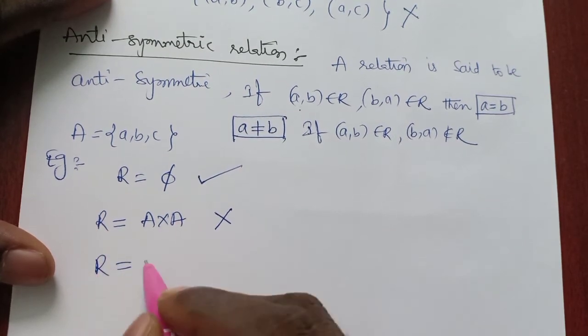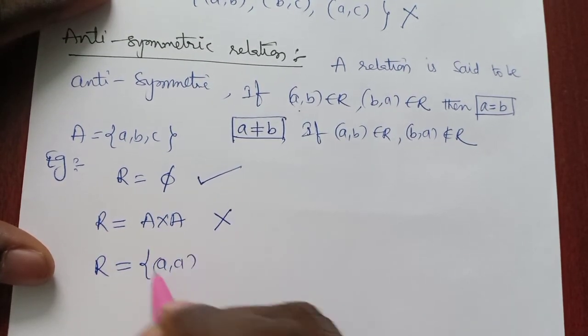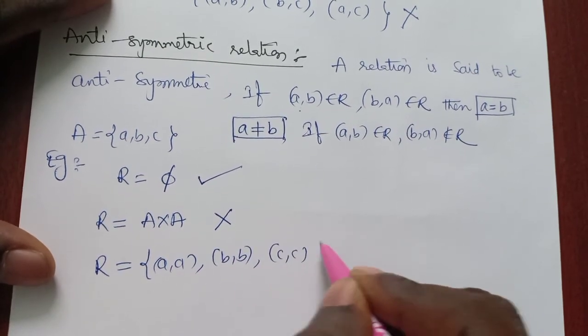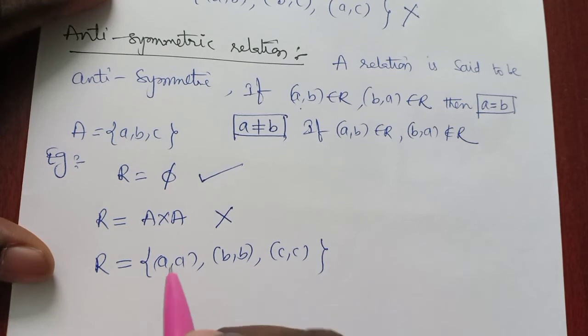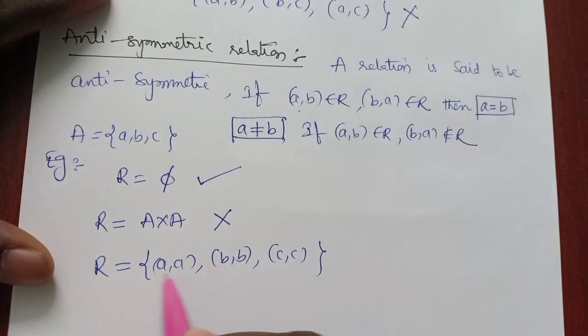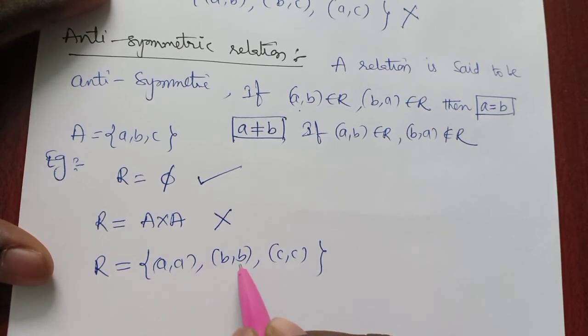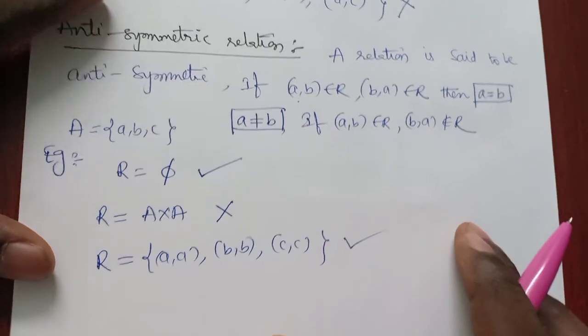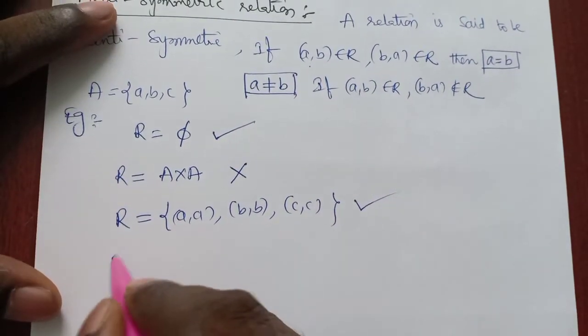Now coming to the third example: (A, A), (B, B) and (C, C). If you interchange the elements of (A, A), A is equal to A, so B equal to B and C equal to C. No problem with this. So it obeys the antisymmetric relation.